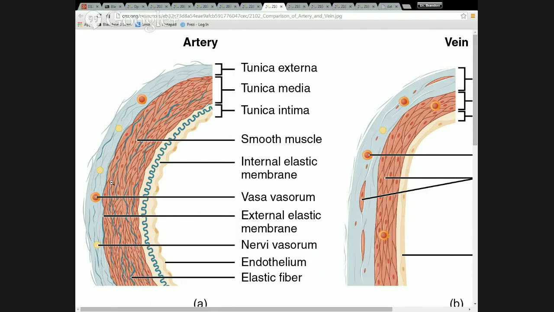And then the outer layer is called the tunica externa, which is just loose connective tissue surrounding the outside of the vessel and anchoring it in place to whatever tissue it's going through. In the larger blood vessels, there are little blood vessels in the wall of the larger blood vessel. So this round thing here and this one here that's labeled are called the vasa vasorum, which basically means blood vessel of the blood vessel.